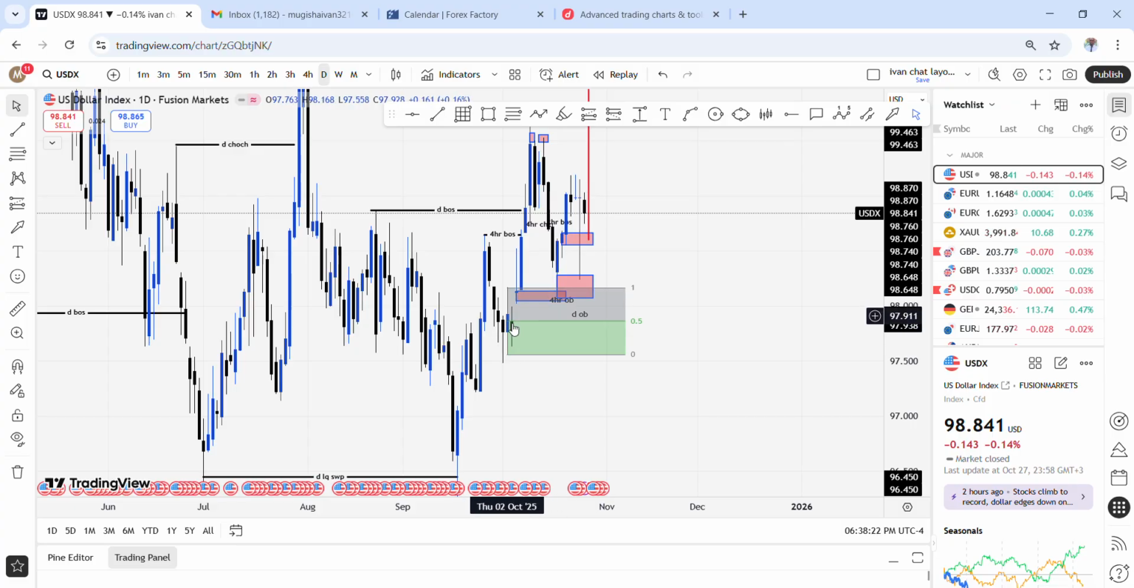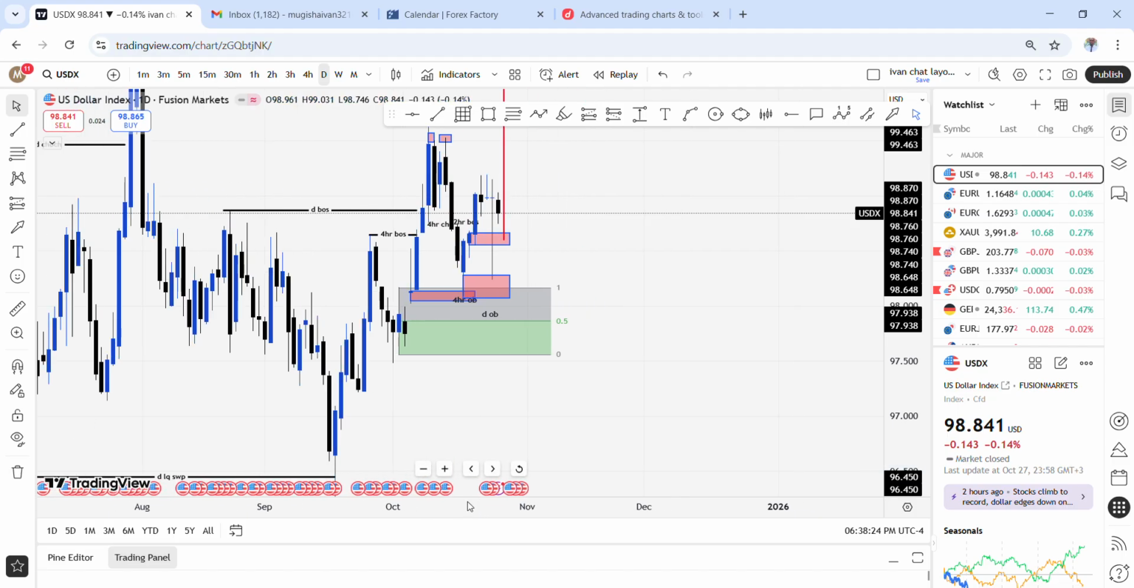Why have I not chosen this black candle? I have not chosen it because it didn't take the liquidity of this candle. So this candle is stronger than this black candle, which is a bearish candle, and for that reason the market came and tapped into it, and then started going above.